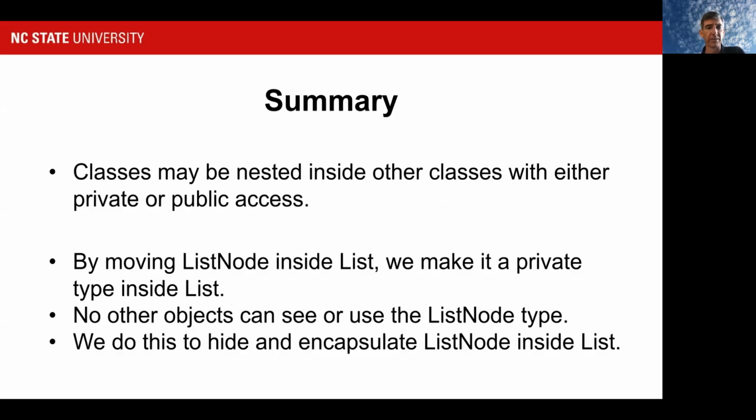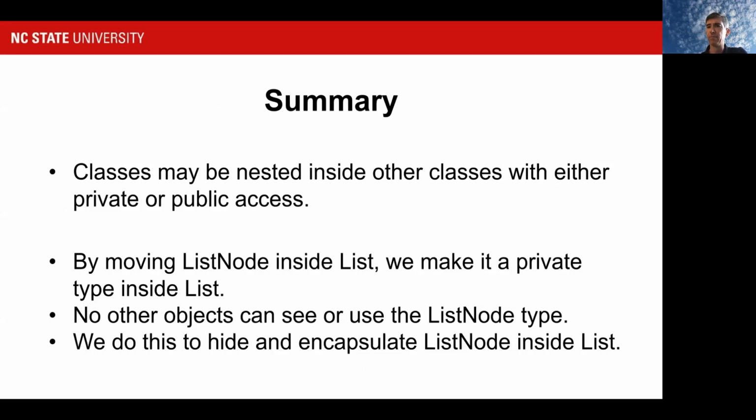Okay, so summary, classes may be nested inside other classes with either private or public access. By moving list node inside list, we make it a private type inside the list that only list can see and use. No other objects can see or use the type because of this. And the reason we want to do this is just to hide and encapsulate list node inside list.